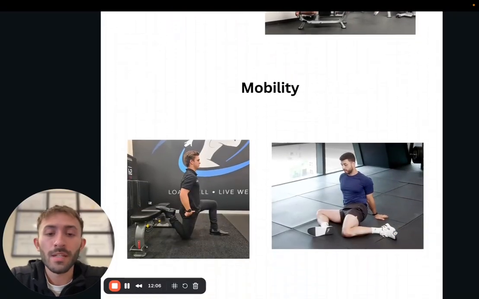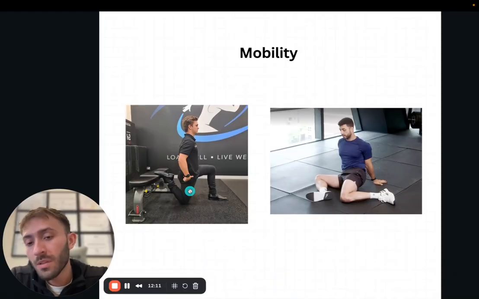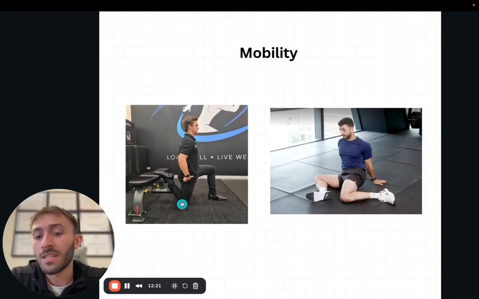Now let's go over mobility. We talked about this a little bit, but the rectus femoris, especially with jumper's knee, can be very tight. And when that's tight, it can pull up on that patellar tendon and also the kneecap and put more stress on there. So basically, when we stretch the rectus femoris in something like a couch stretch, it will help very much in this.